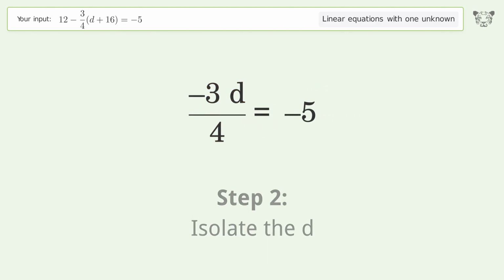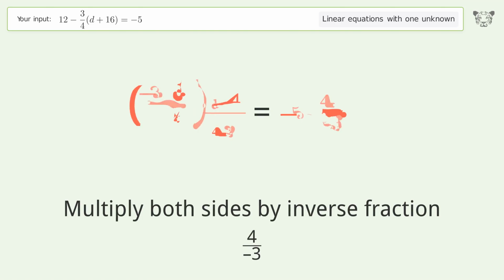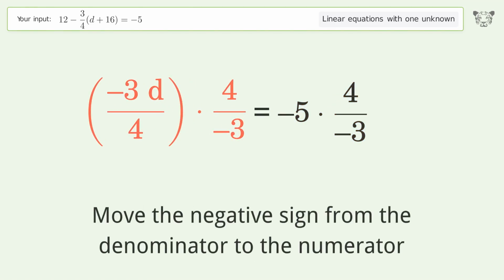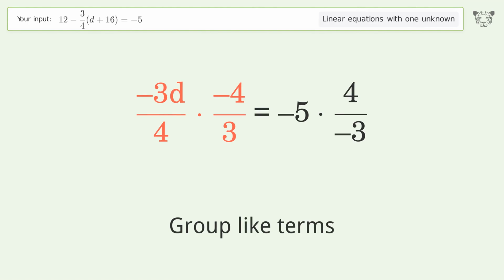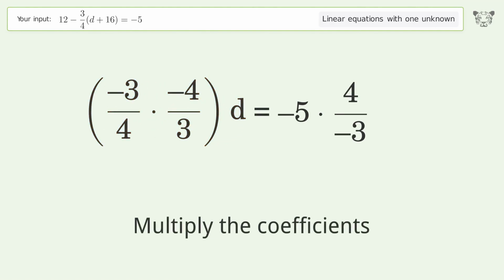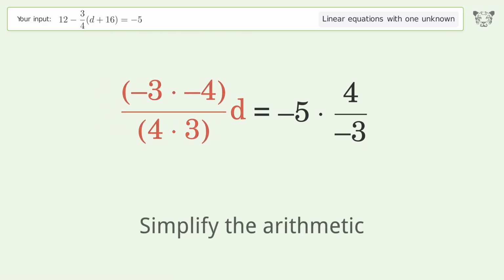Isolate the d. Multiply both sides by inverse fraction 4/3. Move the negative sign from the denominator to the numerator. Group like terms. Multiply the coefficients. Simplify the arithmetic.